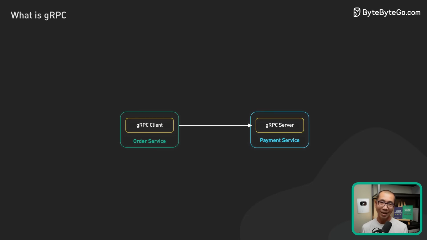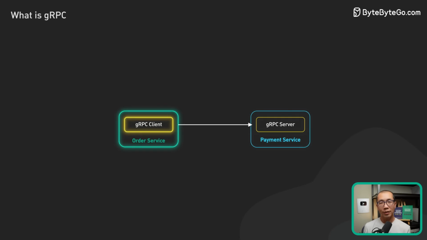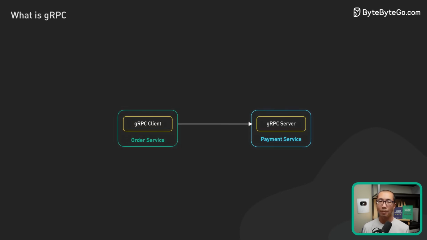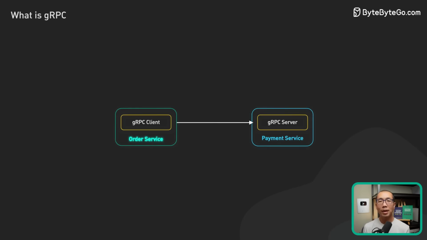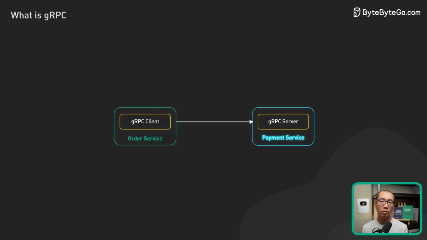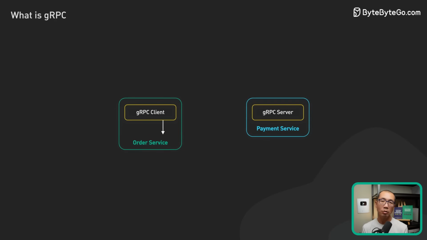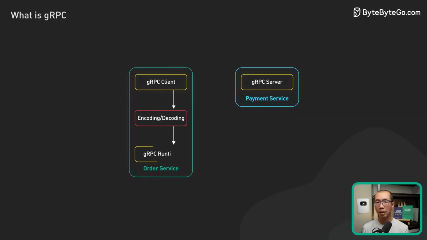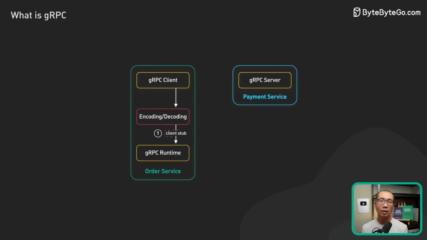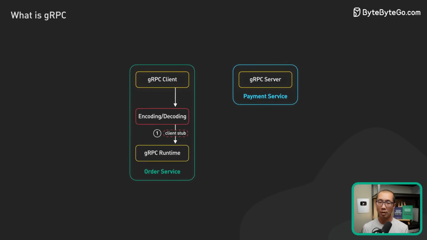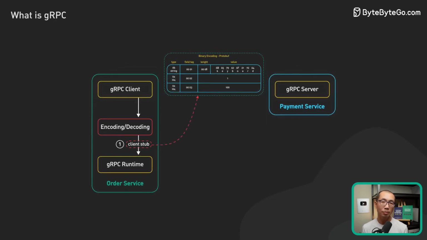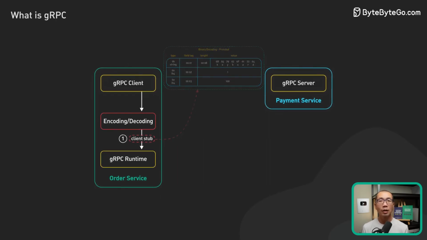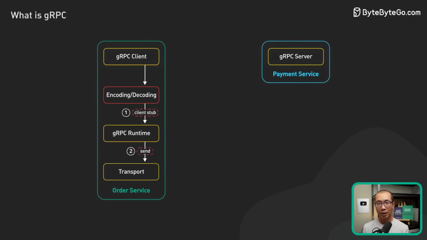To understand how gRPC works, let's walk through a typical flow from a gRPC client to a gRPC server. In this example, the order service is the gRPC client and the payment service is the gRPC server. When the order service makes a gRPC call to the payment service, it invokes the client code generated by gRPC tooling at build time. This generated client code is called a client stub.